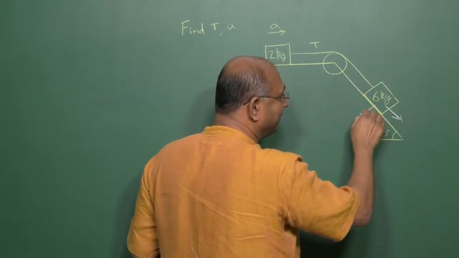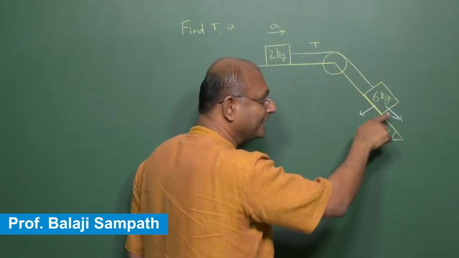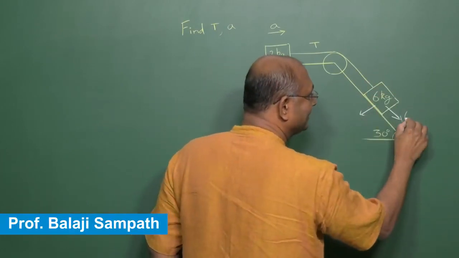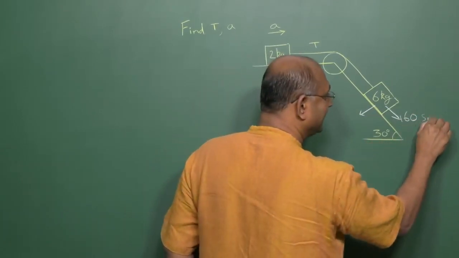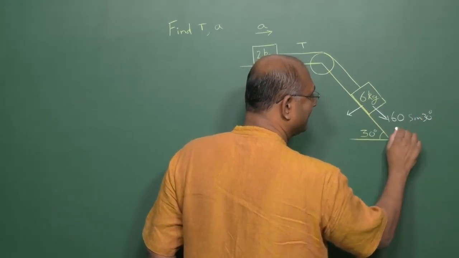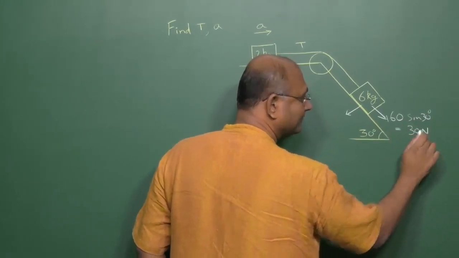In fact, I am not even now writing the mg. What is mg? 60. mg sine theta. So 60 into sine 30. So 60 sine 30 degrees, which is how much? 60 into half, 30 newtons.